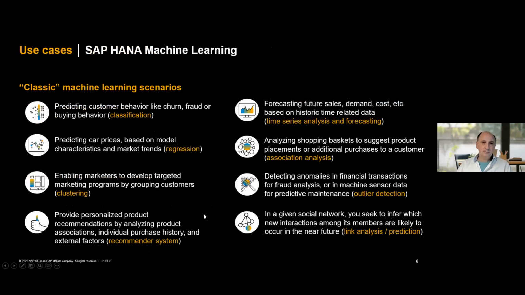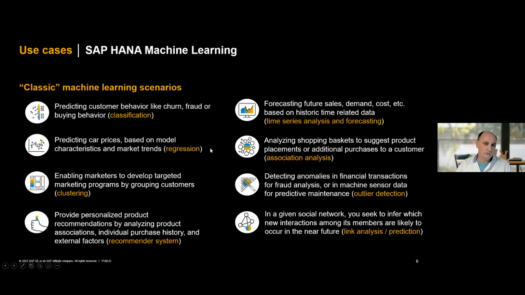What are classic machine learning scenarios we have in mind or focus on when we talk about machine learning or AI scenarios with SAP HANA or SAP HANA Cloud? The classic ones are classification. So if, for example, you'd like to predict customer behavior, like is a customer likely to churn, to commit fraud, or likely to buy a certain new product? Therefore, you classify the customers with respect to that objective scenario you have in mind. So that's the classification scenario.